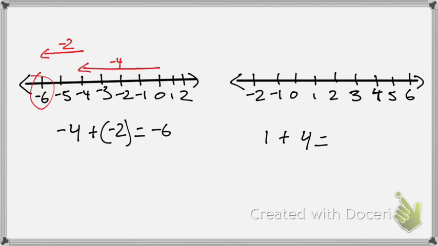Alright, and then the one on the right, I start at 0, I go over 1, put a 1 there to represent that. Then the next number is 4, so that means I have to go over 4 spaces. If I go over four spaces, we go 1, 2, 3, 4. We end up at 5, right?